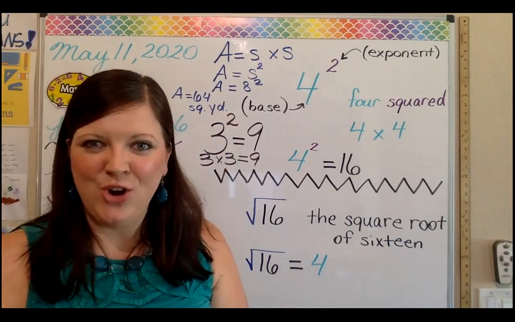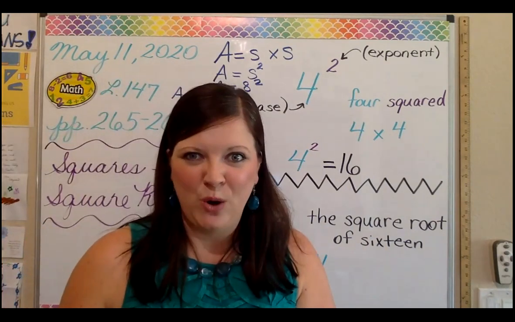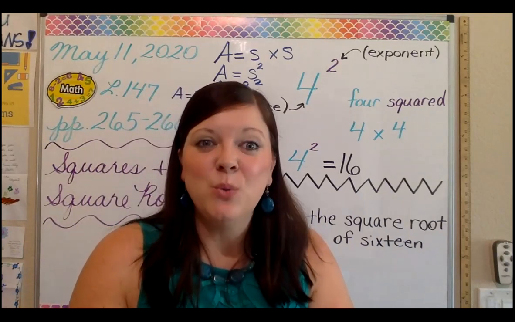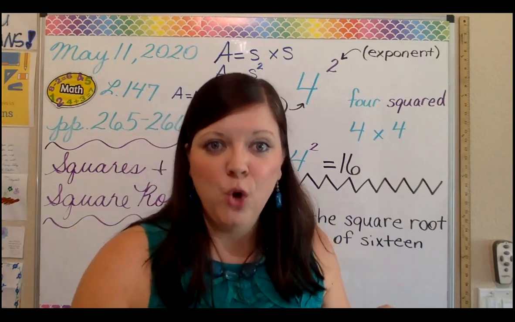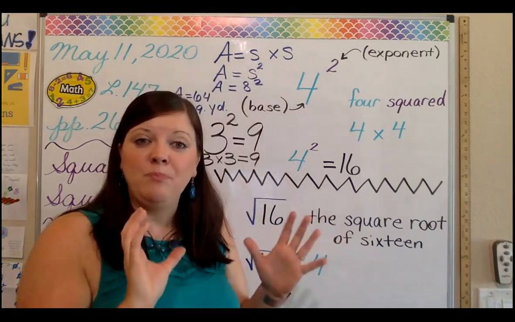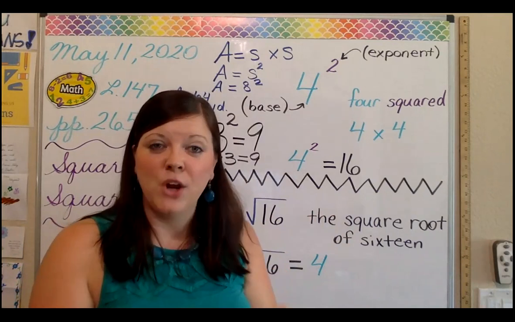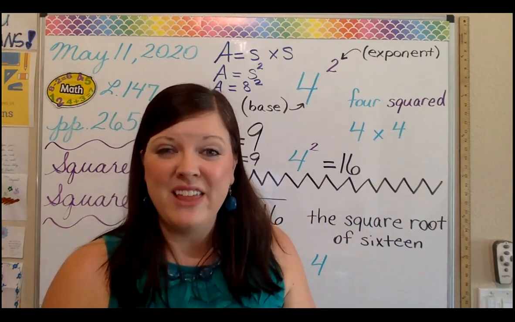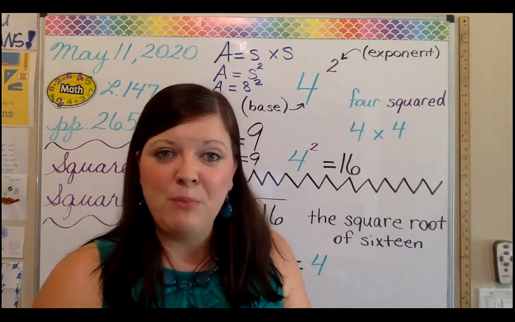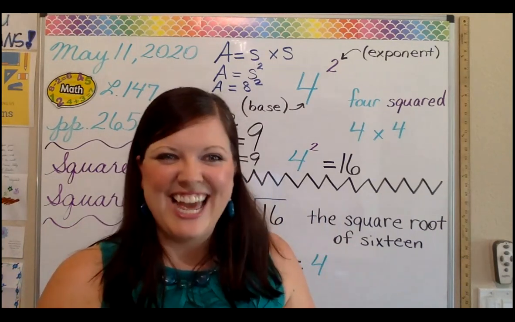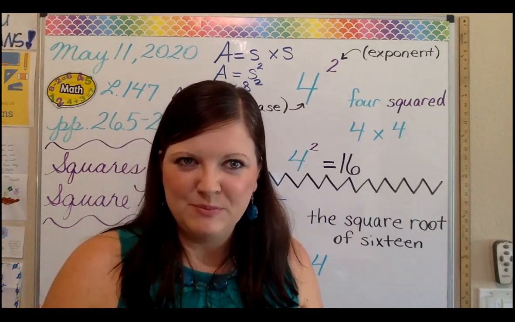64 square yards. That is for our first story problem. Great job, guys. So we have done the first story problem. We've done all of section 2 together. We've learned that a little 2 up in the sky is called an exponent. It means to multiply the base by itself. And that little 2, we read as squared.